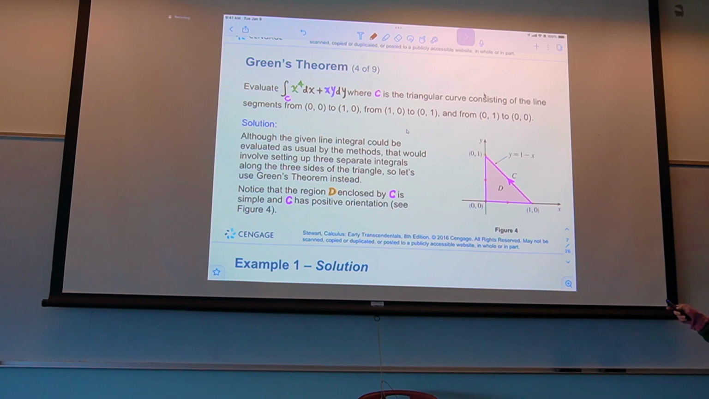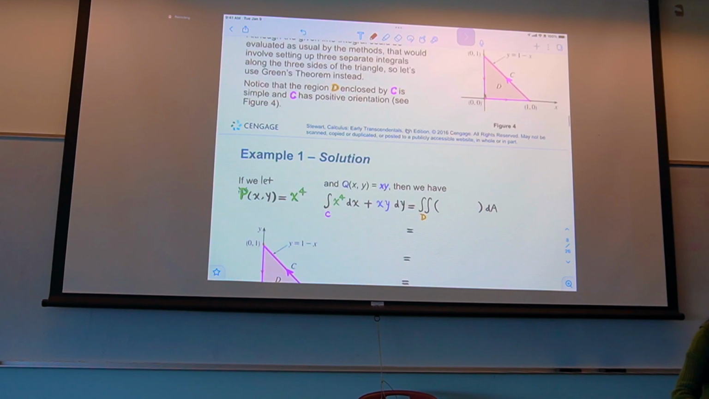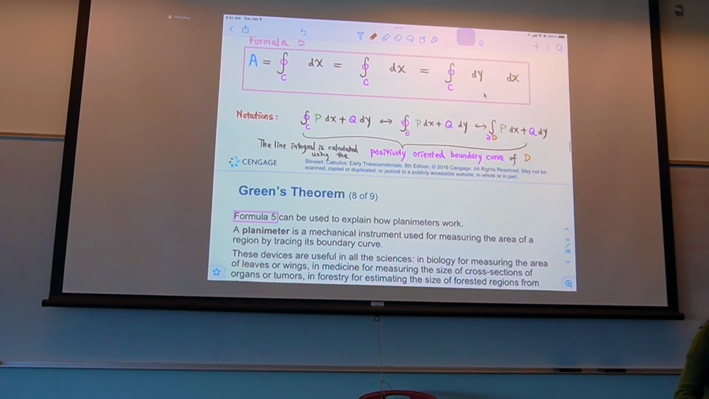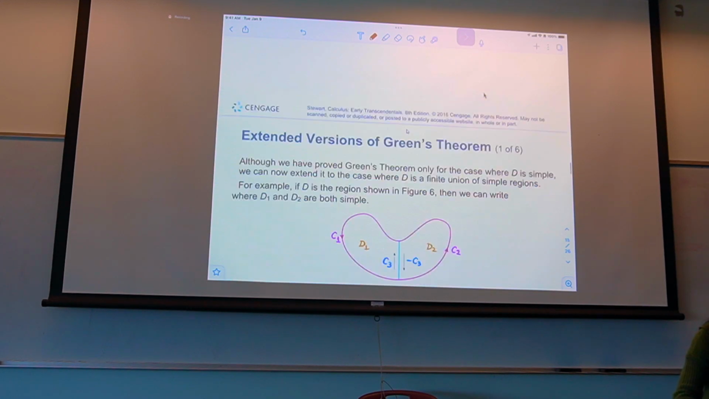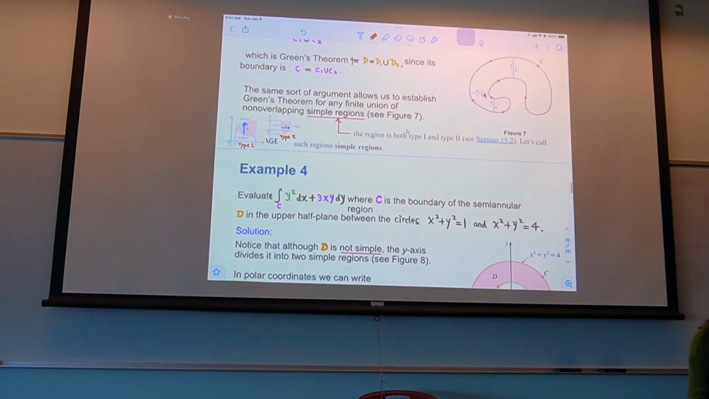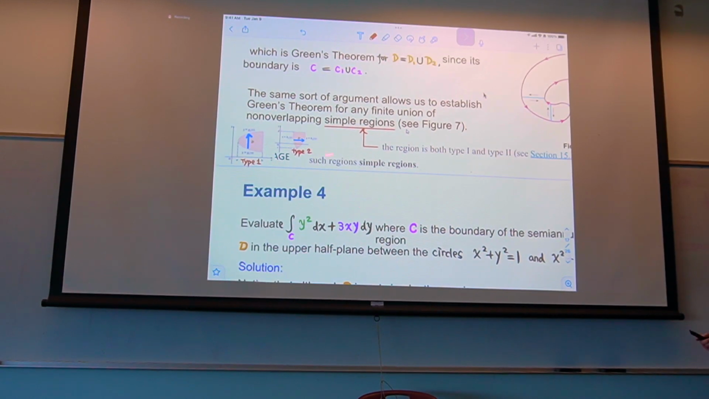Okay. So notice that this region D enclosed by C is simple and has positive orientation. Now, what do you mean by simple region? Anybody know what it means? It's the one that doesn't overlap with itself, right? No, that was a simple curve. Okay, simple region over here. I actually looked it up. So a simple region is a region that is both type 1 and type 2. Those regions are called simple regions.